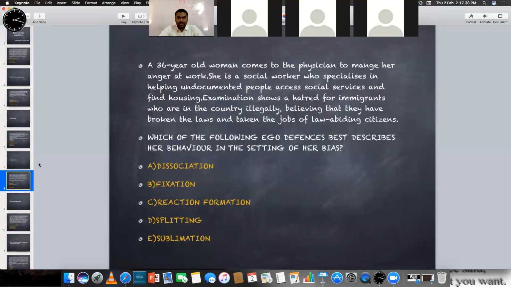Okay, there's one answer coming up who's saying fixation, one person saying it's sublimation. Okay. There's another person who's saying fixation. There's one person who says it's reactive formation.